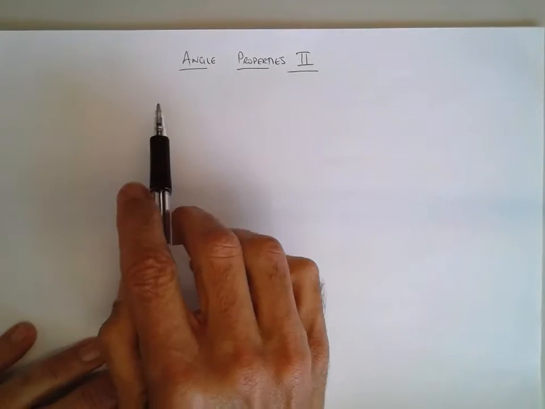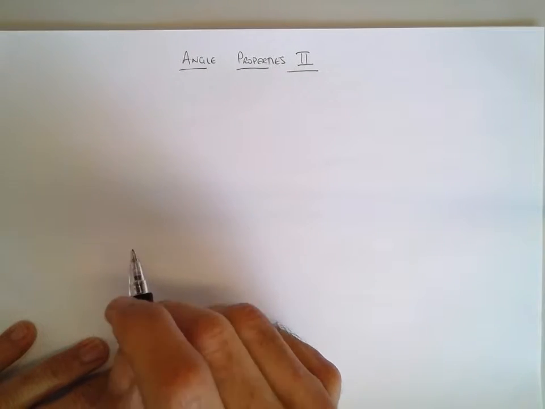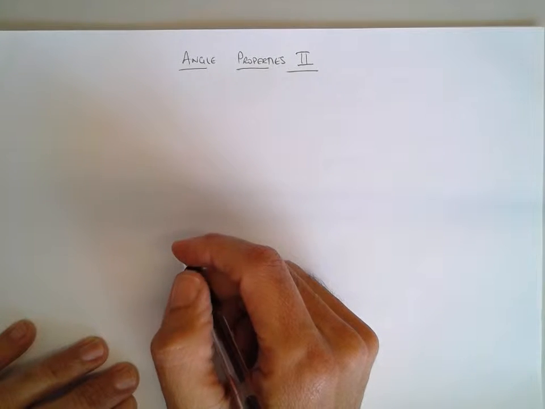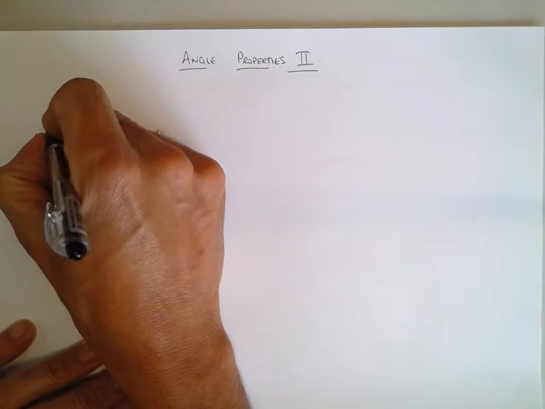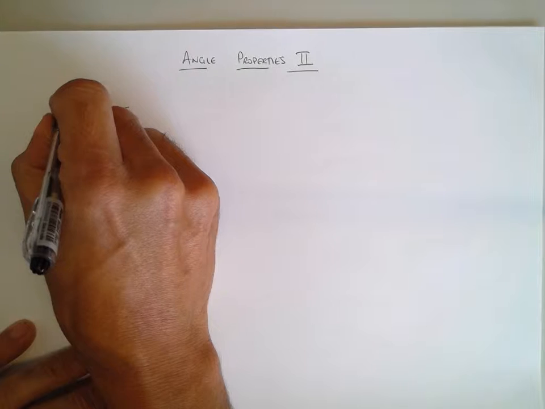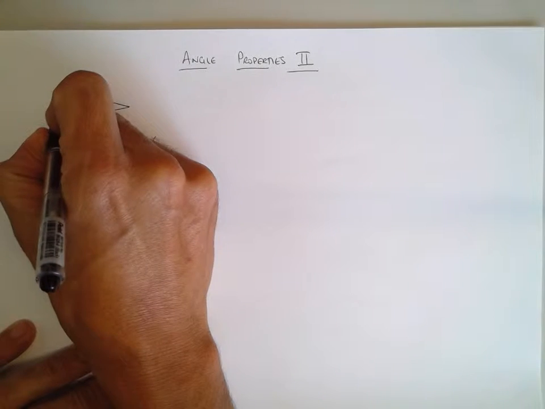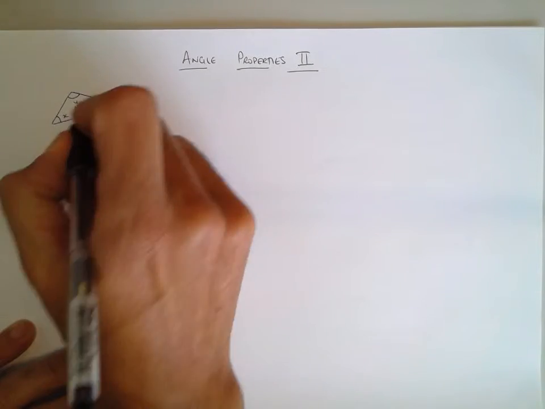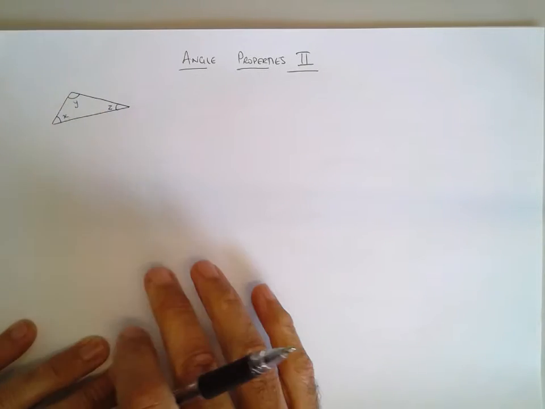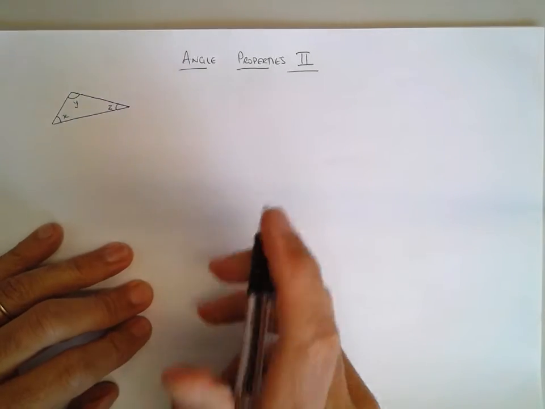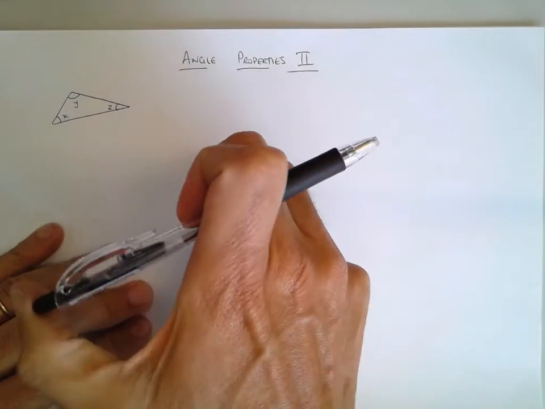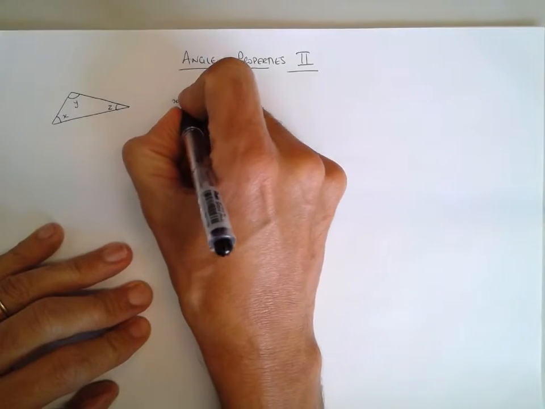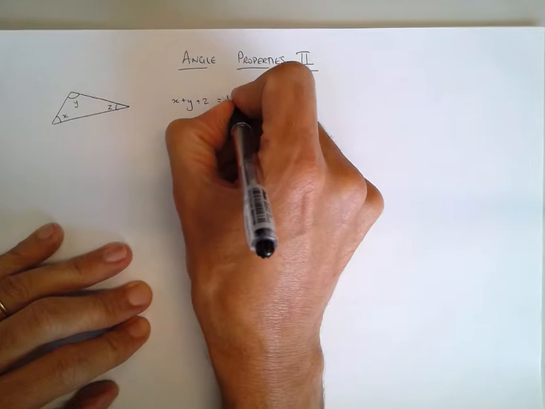Okay, we're going to look at some more angle properties now. Particularly, we're going to look at angle properties of triangles. So the first one is in any triangle, those interior angles, x, y, and z, will always add up to 180 degrees. So x plus y plus z equals 180 degrees.